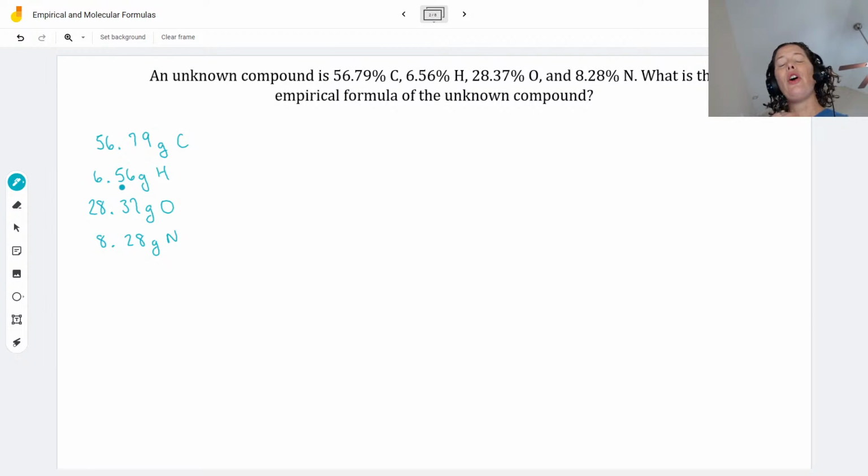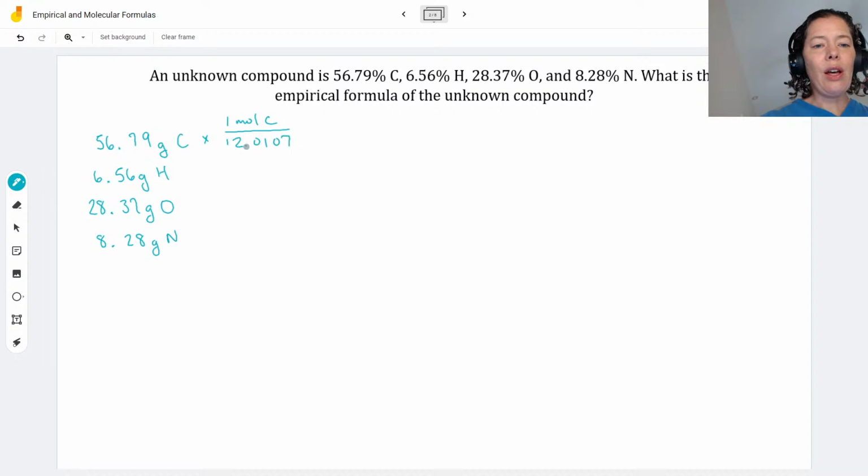All right. Our next step, after assuming we have 100 grams of this unknown compound, is to take each of these grams of our different elements and convert it into moles using the molar mass. So for carbon, I am simply going to take this and multiply it by the molar mass of carbon, which of course is 12.0107. Although, frankly, in terms of these problems, having a lot of decimal places in the molar mass really isn't going to change much of anything.